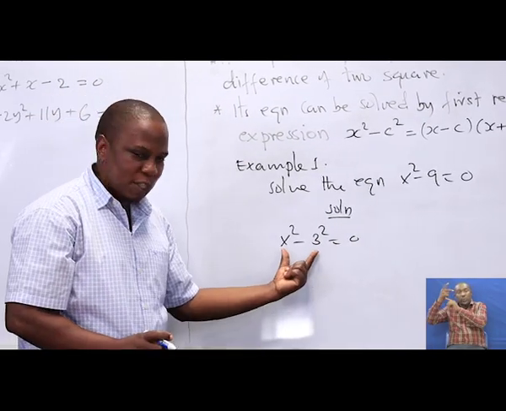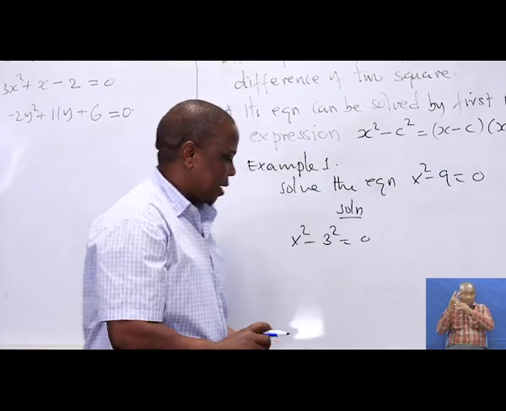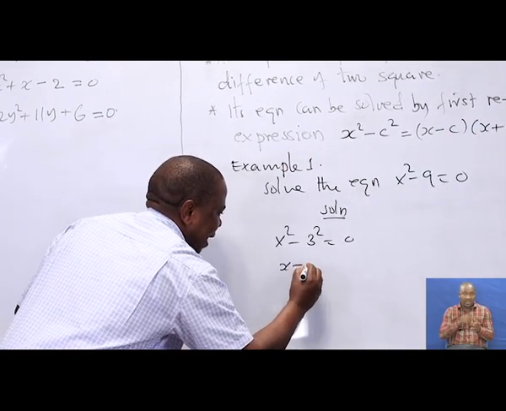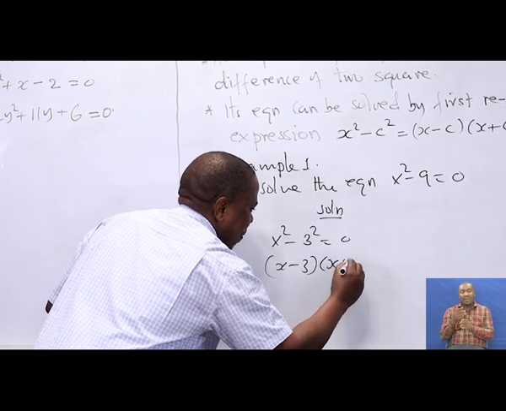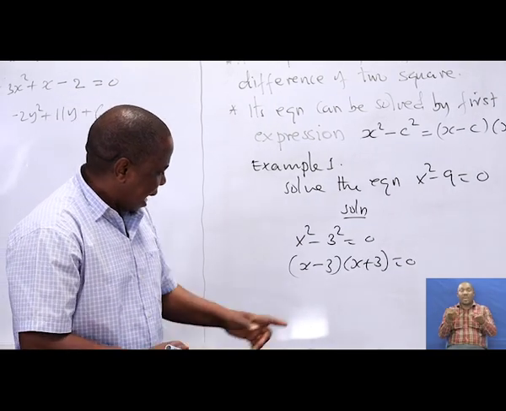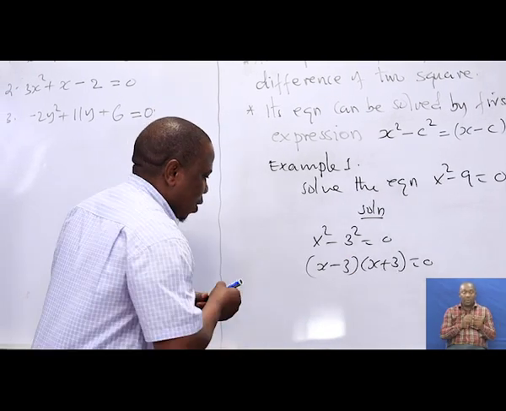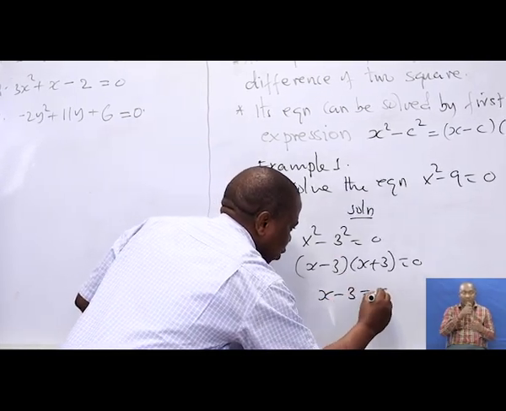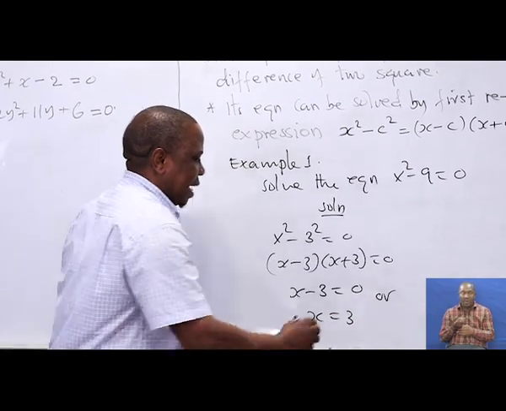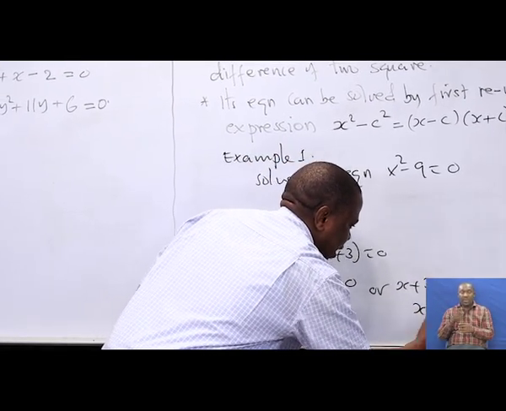Here, it is the difference of 2 squares. The difference of 2 squares can be factorized in this form here. So, upon writing this expression in this form, you will have x minus 3, x plus 3 is equal to 0. As usual, either one of these two numbers or both should be equal to 0 to get the product 0. So, x minus 3 is equal to 0, of which x is equal to 3, or the second factor here, x plus 3 is equal to 0, of which x is equal to negative 3.